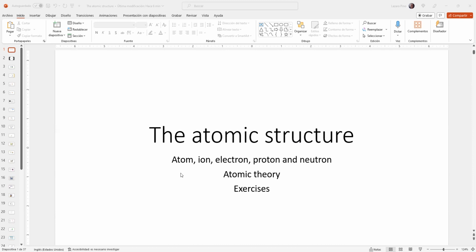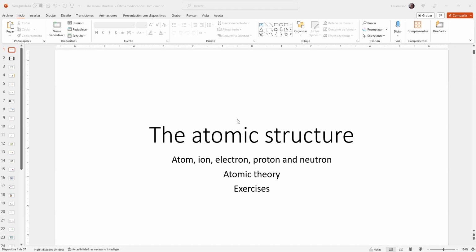Atomic structure: what is an atom, an ion, and the atomic structures, the electron, proton, and neutron. And also, we are going to speak about the atomic theory, and we are going to see some typical exercises. But first of all, let me remind you that this is the last chapter for the first exam that will be the following week.